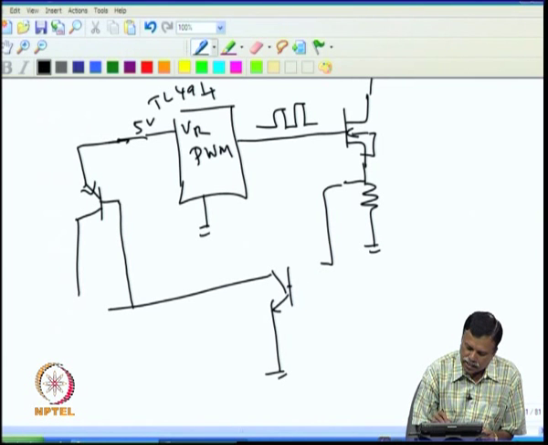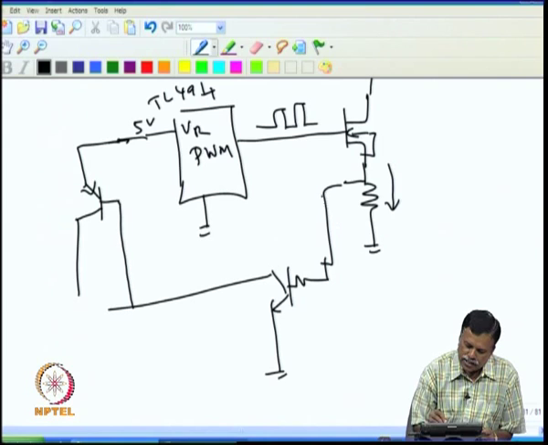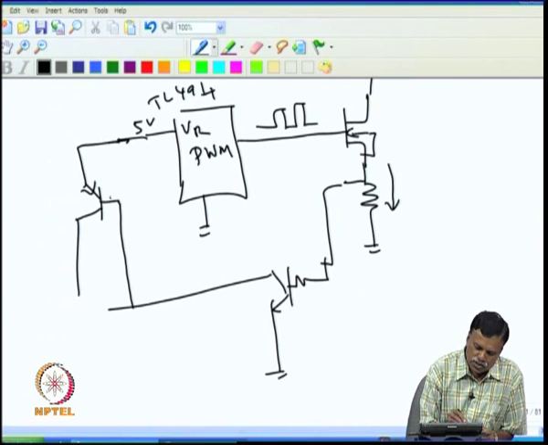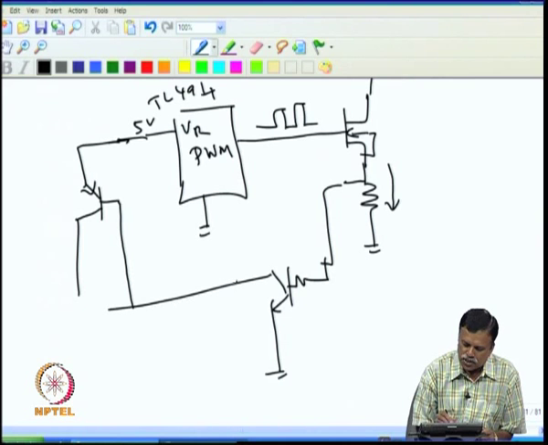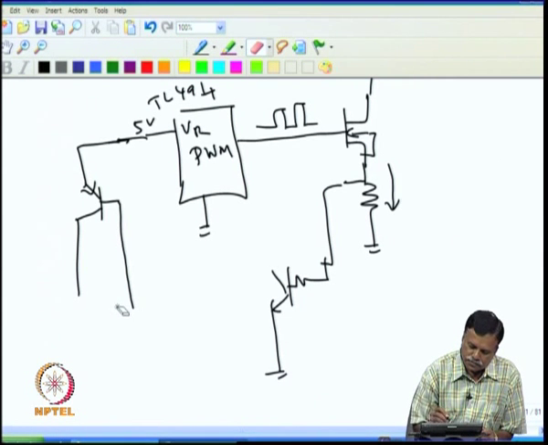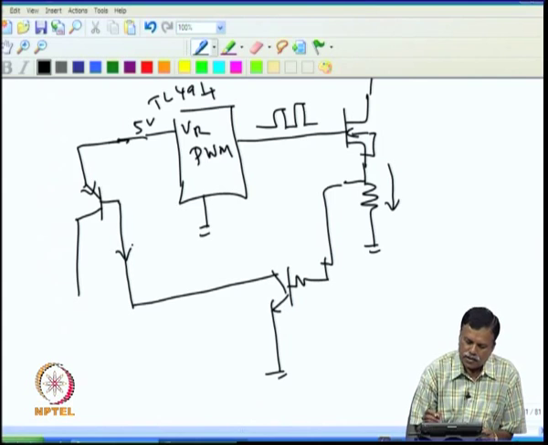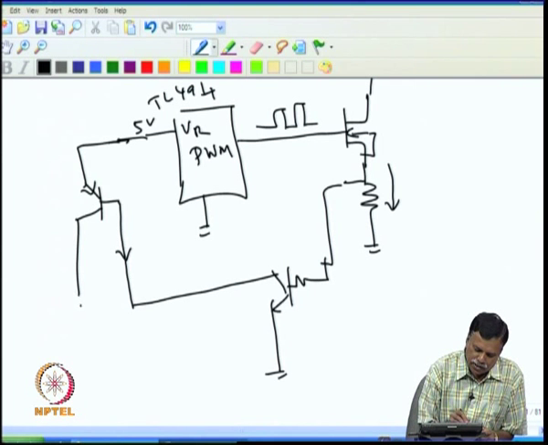So when the current goes high here, then this transistor will be switched on. Once this transistor is on, whatever emitter current there is will flow through this. Now if the current flows through that, the current will flow through this. Now that will make the current appear here.